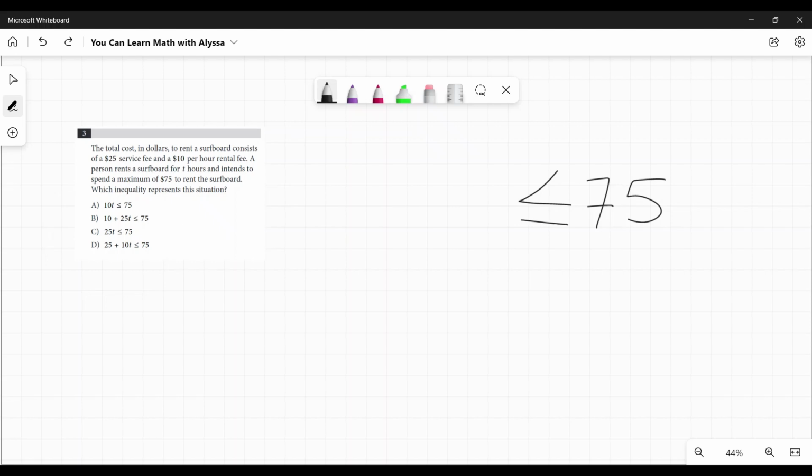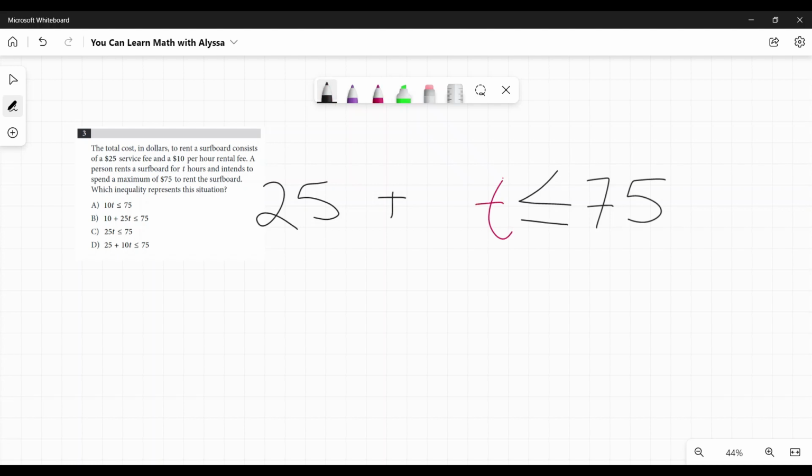We want to add up the expenses. So it says a $25 service fee. That's a flat fee. That's not going to change no matter how many hours we rent this surfboard. So $25 is our first part. The variable part is how many hours will we be spending? We don't know. It is t hours. It is this unknown time.